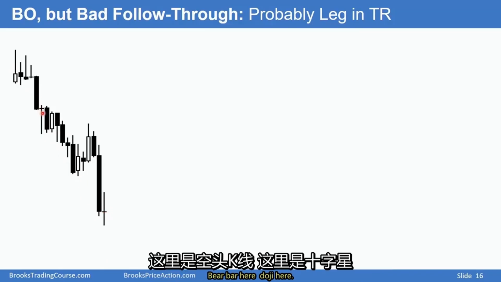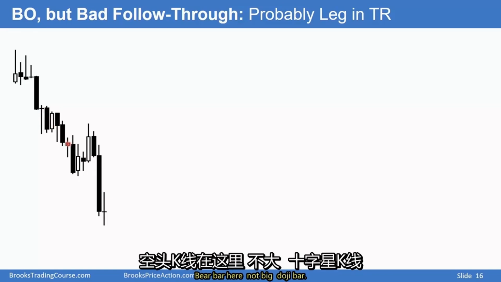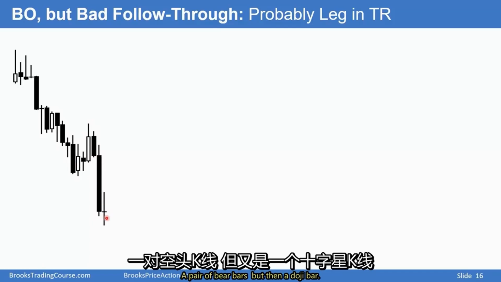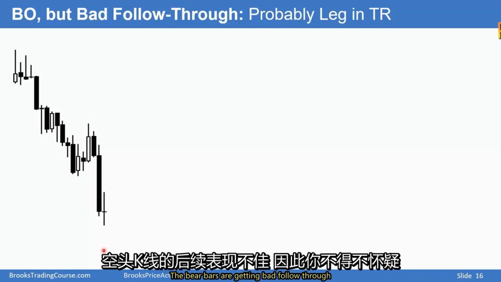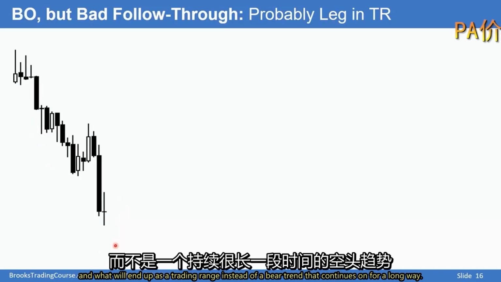Bear bar here, doji here. Bear bar here, bull bar here. Bear bar here, not big, doji bar. Bear bar, bull bar. A pair of bear bars, but then a doji bar. The bear bars are getting bad follow through, so you have to be suspicious that maybe this is more likely a bear leg in what will end up as a trading range instead of a bear trend that continues on for a long way.